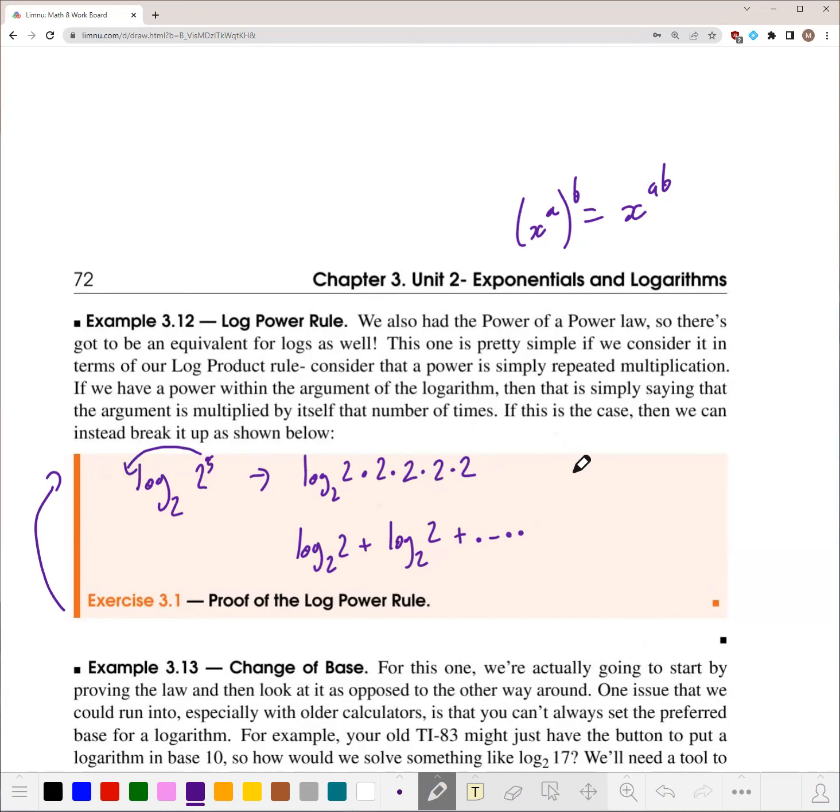So here's our actual law. If I've got log base m of a to the power of b, that's actually going to equal b times log base m of a.